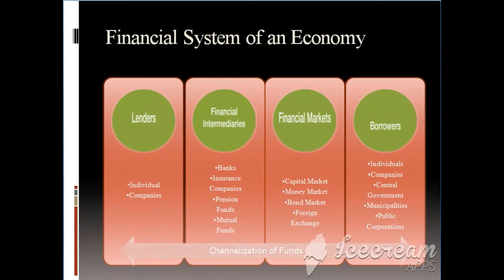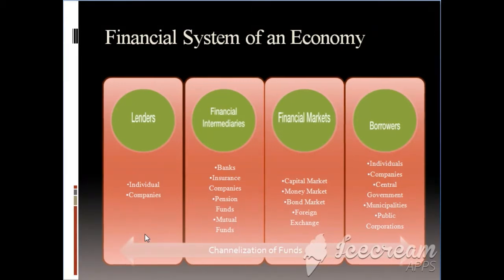Now we are going to discuss the financial system of an economy, which includes lenders, financial intermediaries, financial markets and borrowers. Lenders are the ones who have the excess money, like individuals, households, companies, partnership firms, etc. Financial intermediaries are those who establish a connection between lenders and borrowers. Those are banks, insurance companies, pension funds, mutual funds, etc. Financial markets are a place where we can buy or sell securities, that is capital markets, money market, bond market or foreign exchange markets. Borrowers are the ones who need money to invest elsewhere. These can be individuals, companies, central government, municipalities or public corporations.